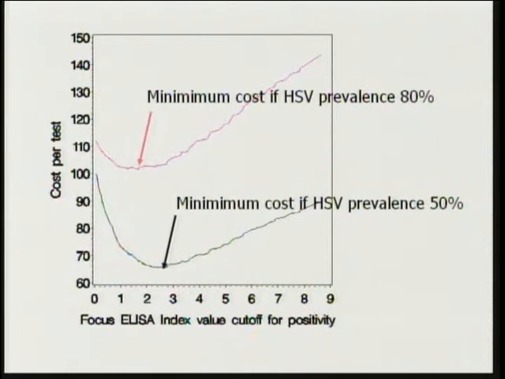If we have the higher prevalence, 80% HSV2 seropositivity, the minimal cost occurs if you choose a cutoff of 1.5 for focus ELISA, just based on the graph, and it'll cost you about $105 on average to run a screen where you start treating people above that cutoff.